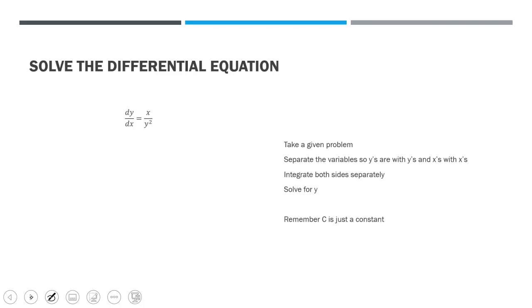Okay, let's look at another example. So we have dy/dx equals x over y squared. Again, the only way to solve this is to get y's on the left, dx on the right. So I end up with y squared dy equals x dx. Now I'm going to integrate both sides. So go ahead and find your antiderivatives. Don't forget your plus c.